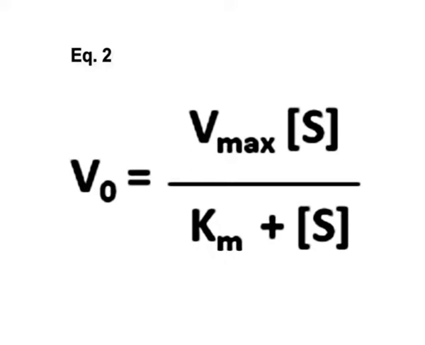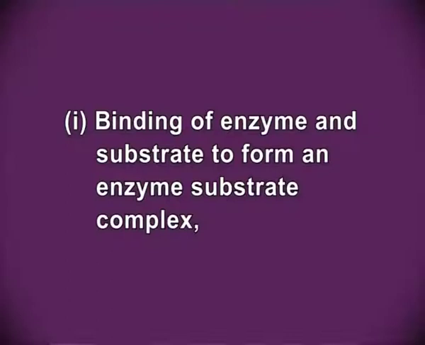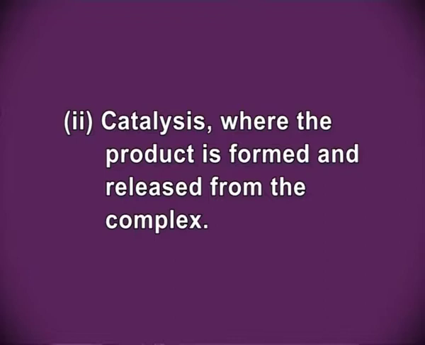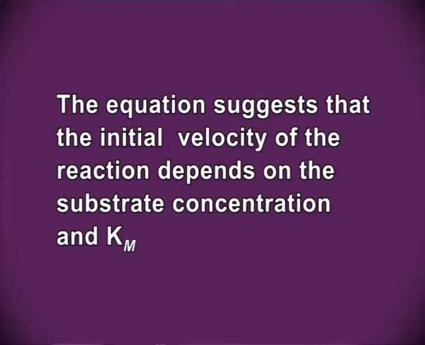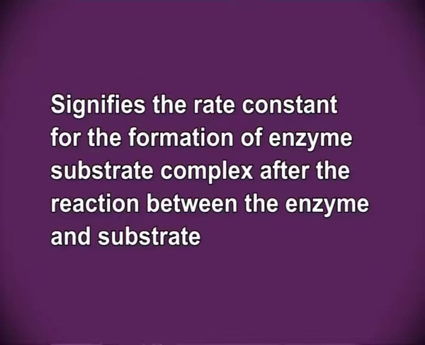In this formula, V0 represents initial velocity, Vmax represents maximum velocity, S represents concentration of the substrate, and Km represents the Michaelis constant. The Michaelis-Menten equation assumes a two-step enzyme catalyzed reaction: one, binding of enzyme and substrate to form an enzyme-substrate complex, and number two, catalysis, where the product is formed and released from the complex. The equation suggests that the initial velocity of the reaction depends on the substrate concentration and Km. Vmax reveals the velocity of the enzyme at saturating substrate concentrations. For a normal enzyme substrate reaction, k1 signifies the rate constant for the formation of the enzyme substrate complex after the reaction between the enzyme and the substrate.